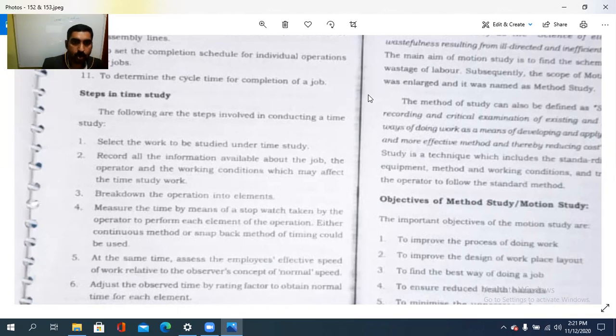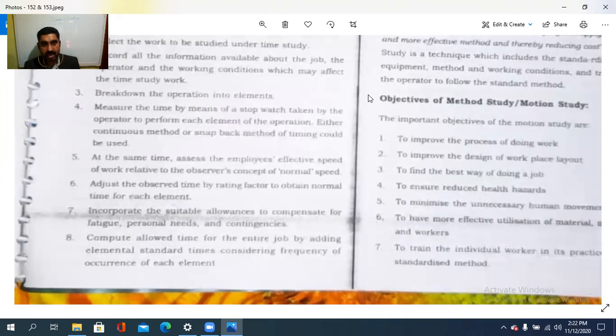Then break down the operation into elements. പല തട്ടുകളായിട്ട് തിരിക്കുക. Then measure the time by means of a stopwatch taken by the operator to perform each element of the operation. Either the continuous method or snapback method of timing could be used. Observation should be undertaken. Observing the worker. അതാണ് ഉദ്ദേശിക്കുന്നത്. So measure the time by means of a stopwatch taken by the operator in order to perform each element of the operation. Either the continuous method or snapback method is to be followed.